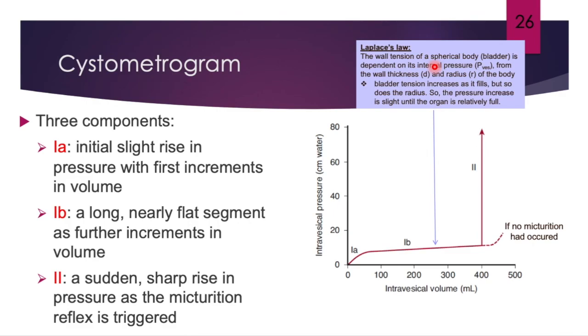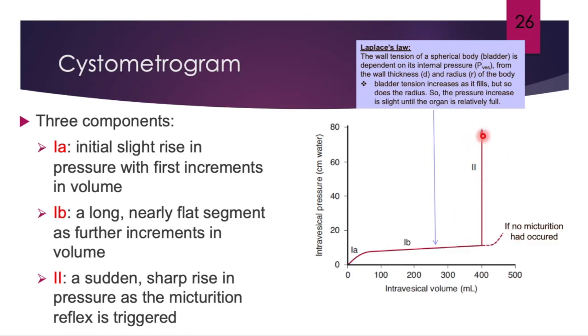According to the Laplace law, the wall tension of a spherical body, which is the bladder, is dependent on its internal pressure, the wall thickness, and the radius of the body. So bladder tension increases as it fills, but so does the radius. So the pressure increase is slight until the organ is relatively full. Meaning, even when the volume in the bladder keeps on increasing, the pressure increases only slightly because the radius of the bladder is also increased.